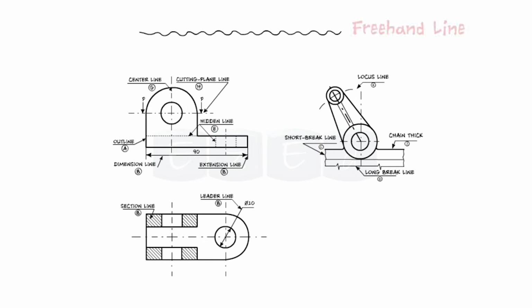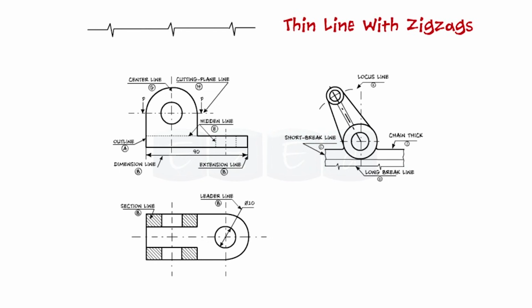Next is a continuous thin freehand line. This line is used to show short break or irregular boundaries. Next is the continuous thin line with zigzags. This line is used to show long break.